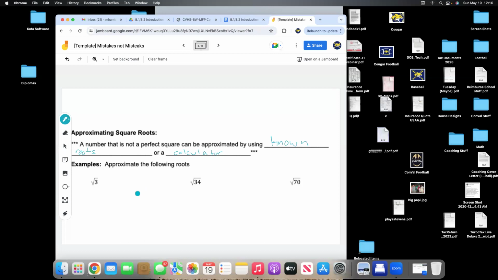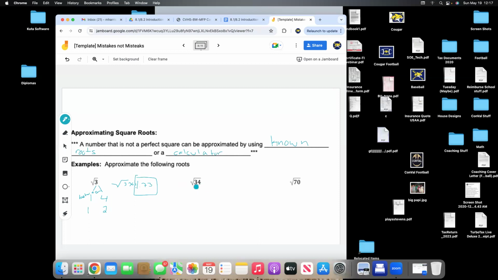Okay, so if we look at square root of 3, well, 3 is between 1 and 4. Well, we know the square root of 1 is 1, and we know the square root of 4 is 2. So we know the square root of 3 has got to be somewhere between 1 and 2. Right? But if you actually plug it into the calculator, you would get the square root of 3 is approximately, make sure you use your squiggle equal sign, 1.73. Right? So it's approximately 1.73. And that would be plus or minus.